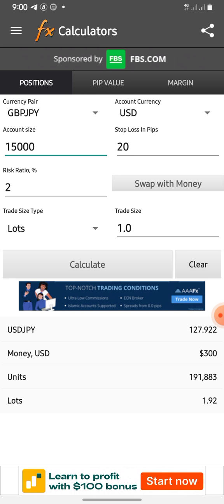So just kindly go to your App Store or your Play Store and download this app. It is very easy, and you can see how I take advantage of it to measure all I need to measure in order to go into the market.